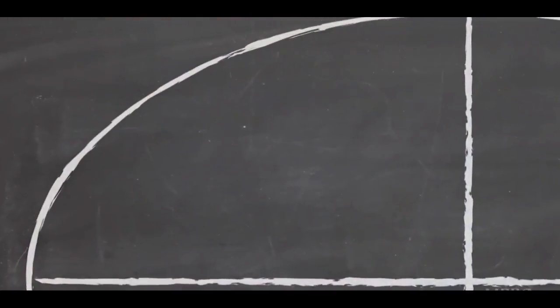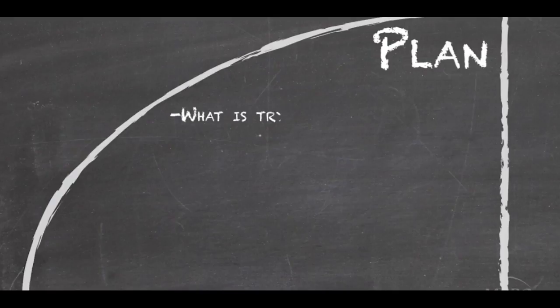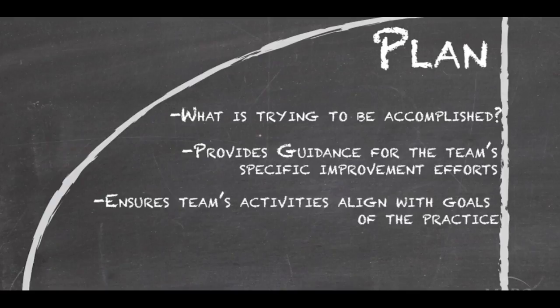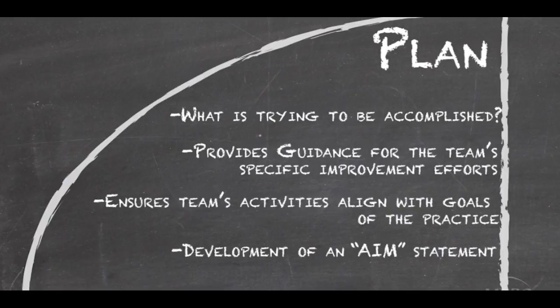The P segment of PDSA. This answers the question of what is trying to be accomplished, provides guidance for the team's specific improvement efforts, and it ensures that the team's activities align with the strategic goals of the practice. It needs to be clearly stated in numerical terms, as well as represent a challenge for the practice or provider. An example of an effective aim statement might be, by June 1st, 2013, our practice will be able to identify 100% of our patients with hypertension using the electronic health record.